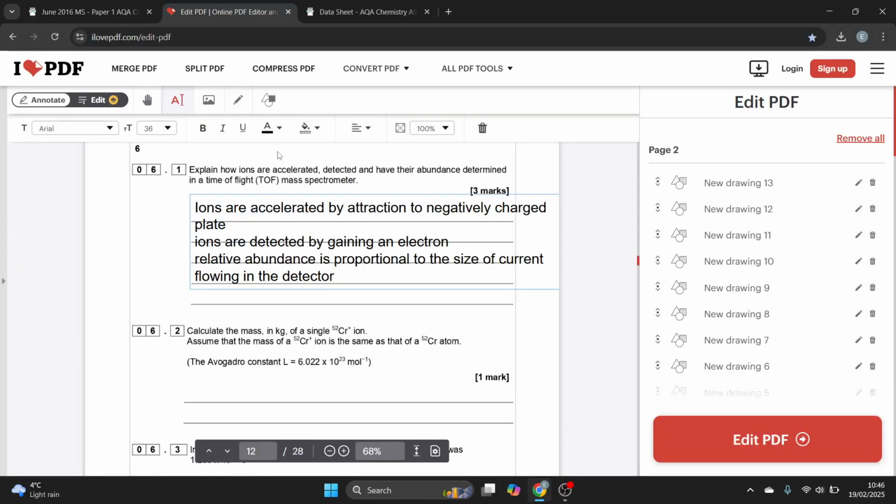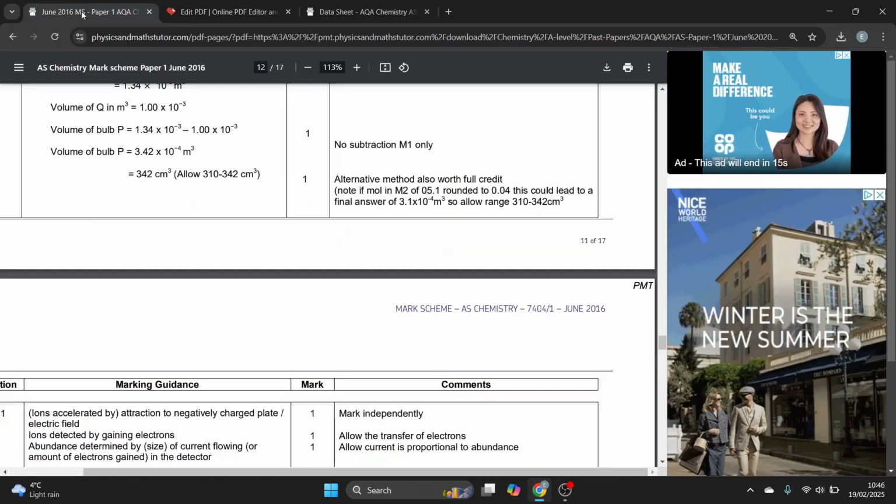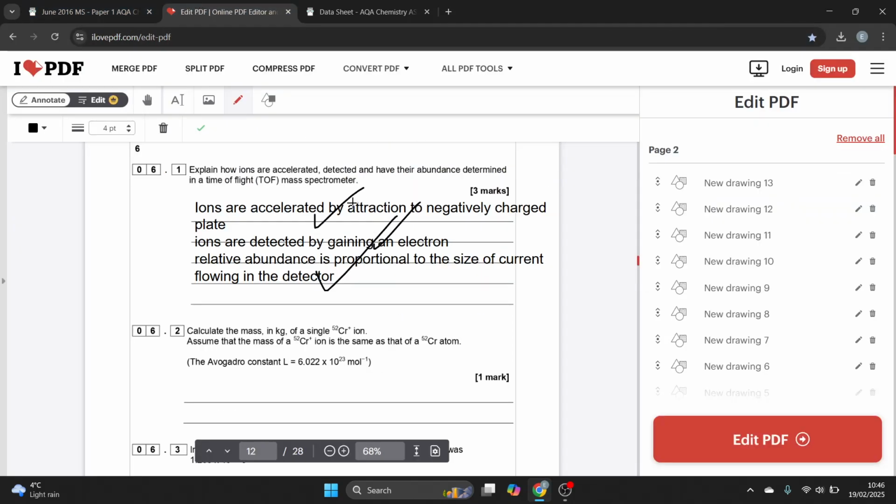Ions detected by gaining electrons. Relative abundance is proportional to the size of the current from the detector. Ions accelerate by attraction to a negative charge plate / electric field. Perfect.